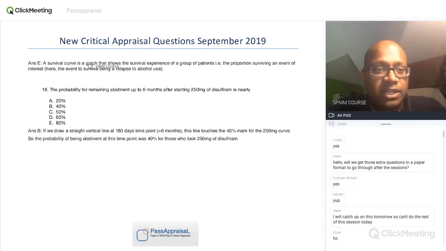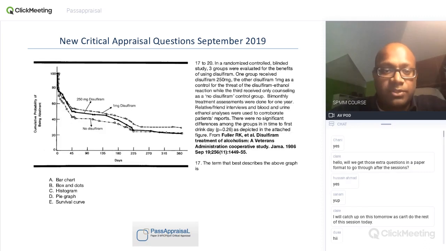It's a survival curve. It's a graph that shows the survival experience of a group of patients, the proportion surviving an event of interest. What is the event of interest here? Relapse. So the proportion surviving relapse, the proportion of people who are abstinent, is plotted on the y-axis. Right, next question. The probability of remaining abstinent up to 6 months after starting 250 milligram of disulfiram. After starting 250 milligram, what is the chance of you remaining abstinent for 6 months?